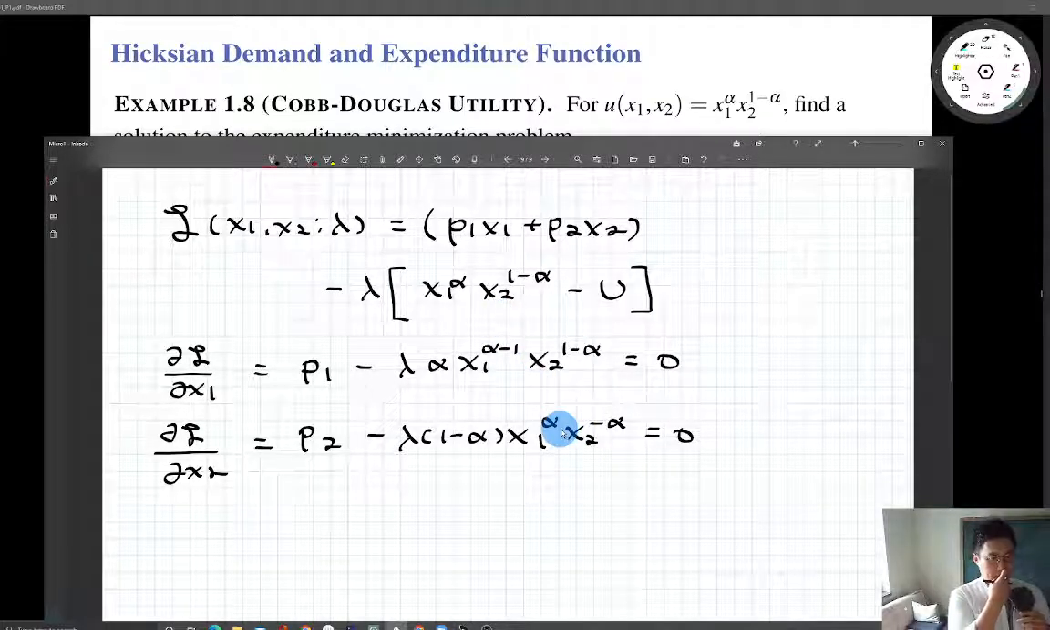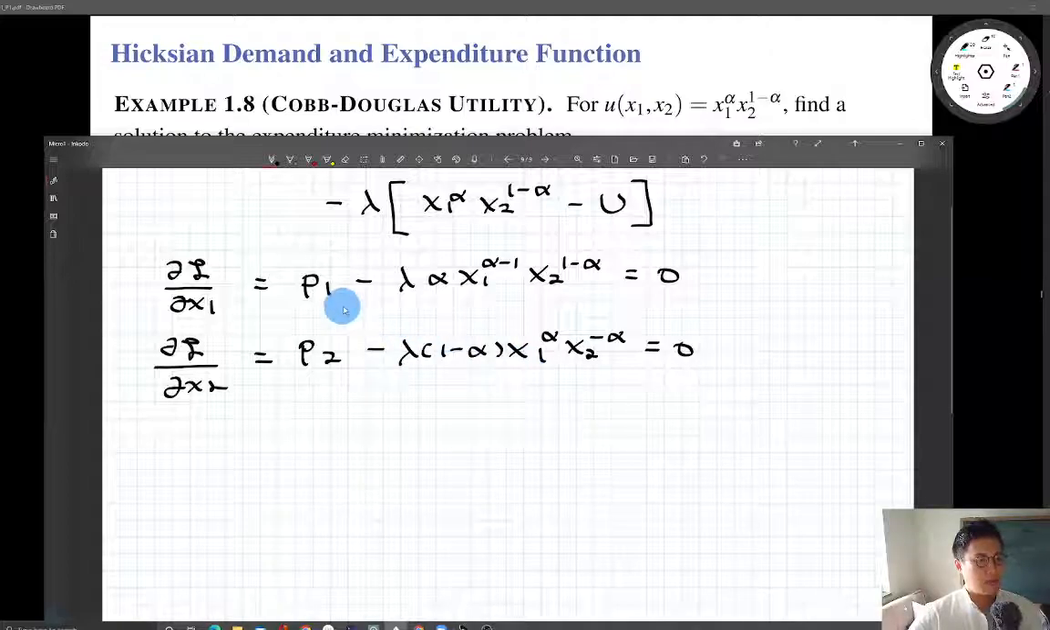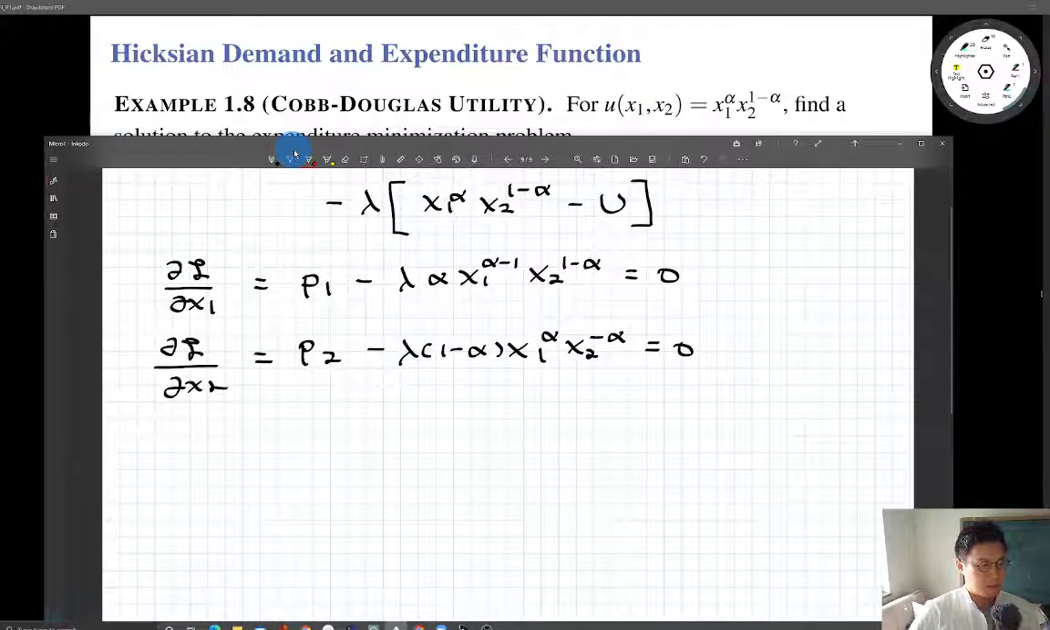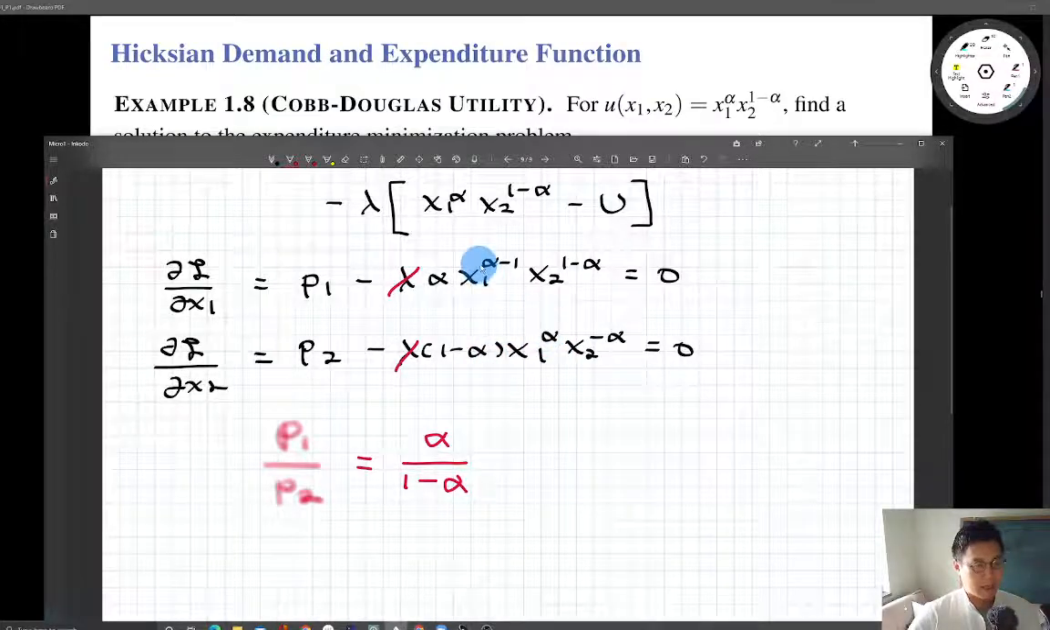Cool. All right, so the easiest way to solve these two equations is we can divide the first equation by the second, right? Then p1 will be divided by p2, so p1 over p2. Then if we take the ratio of these second terms, lambda will be cancelled, okay? And alpha over 1 minus alpha, and x1 to the alpha will be cancelled by this one. So we are left with just x1.